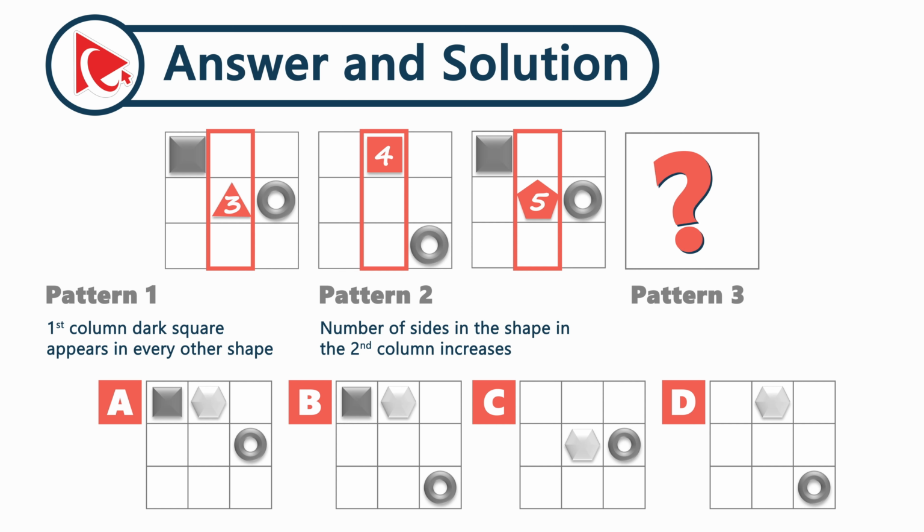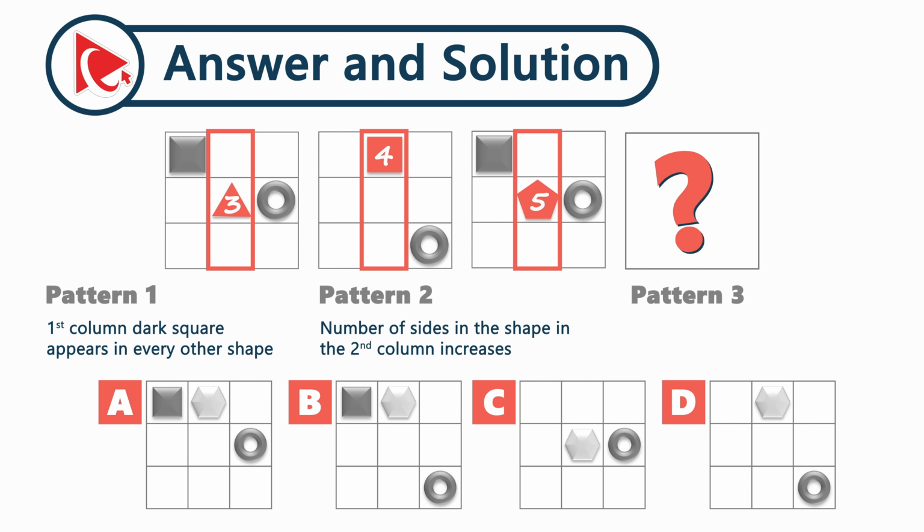Can you guess the number of sides in the missing object? I think you guessed it right. The number should be 6. But it doesn't help us much because all choices A, B, C, and D all have hexagons. So unfortunately, we need to continue and uncover the third magic pattern.